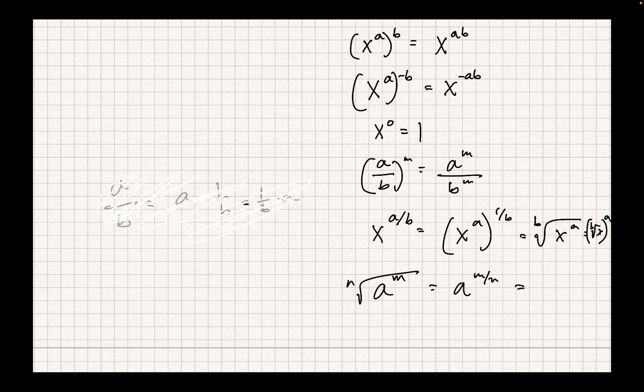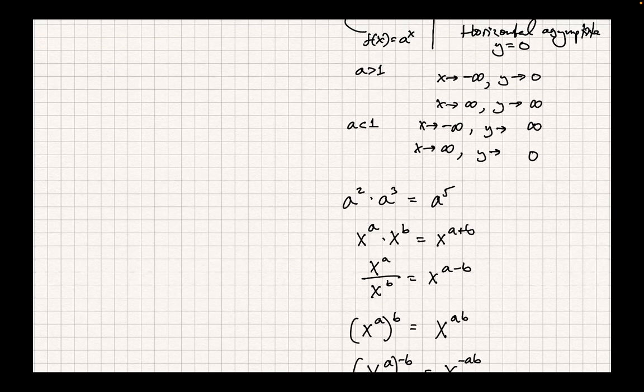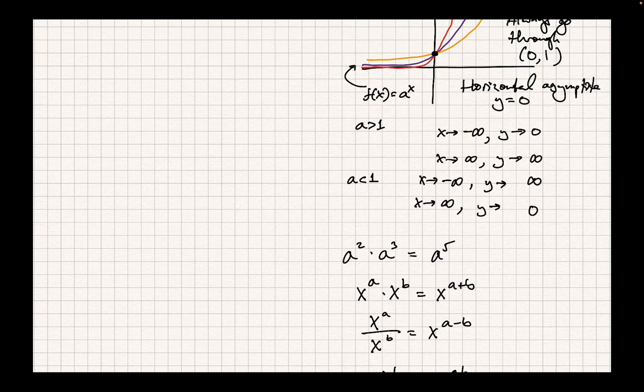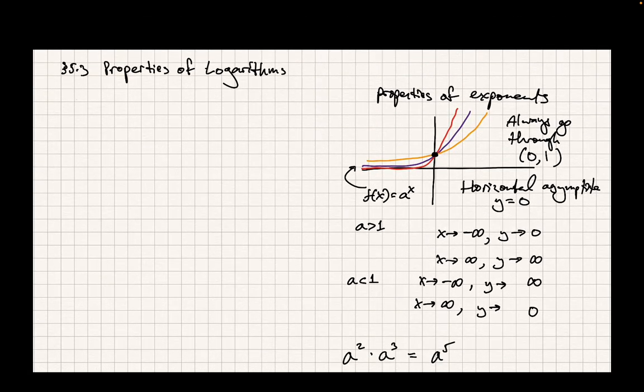Why did we take this trip down memory lane for exponents? Because it's useful to remember and probably relates to something we're about to learn. Exponents are the opposite of logarithms, so logarithms have similar things, but it's not the same. Okay, so I'm going to name some properties. What properties do we already know?